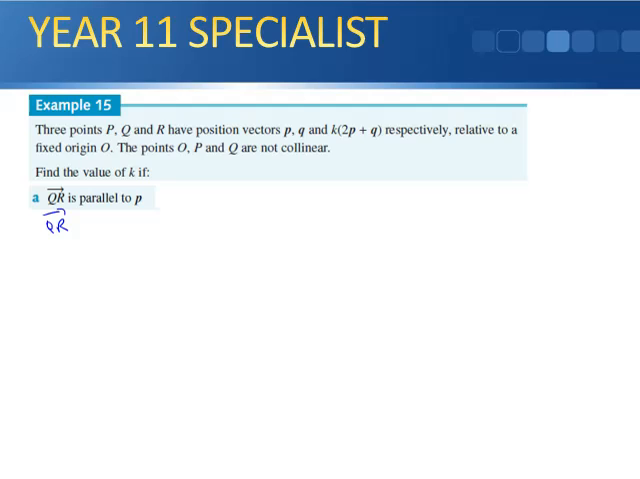Okay, so QR will equal QO plus OR. QO is just OQ, but negative, so that will be negative q. OR we've already got, so plus k(2p plus q). And I can rearrange this by putting the q's together, so I'll get 2kp plus q(k minus 1).